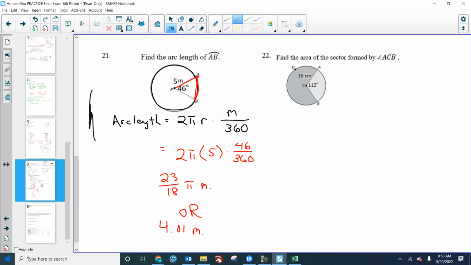So this is the formula you need to know. Questions on that? Are we going to have to put it both in terms of pi and the decimal? You need to be able to do it both ways. Now, it's not going to be this ugly if it's in terms of pi. Maybe it's like 10 pi or 20 pi.